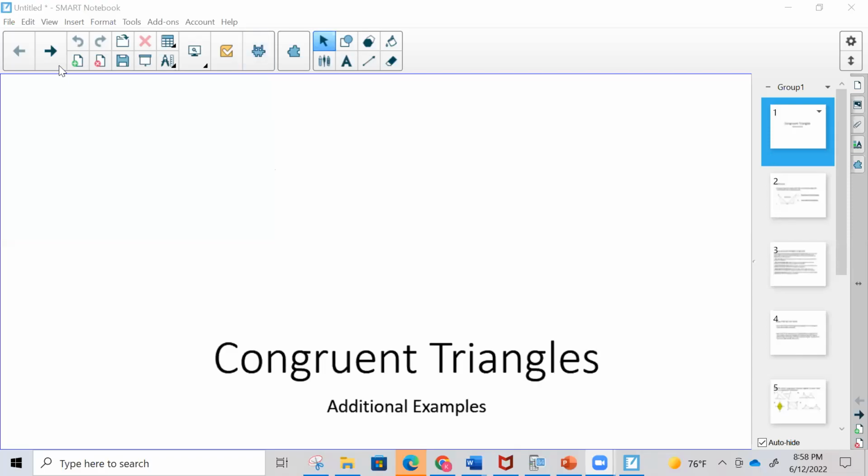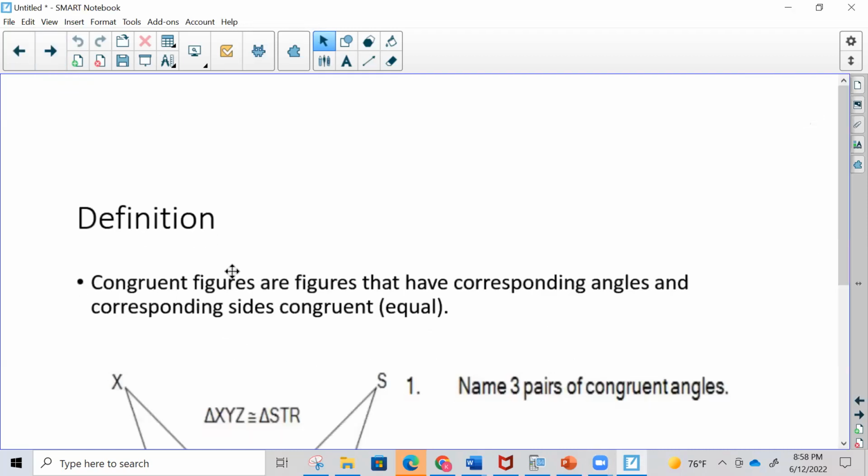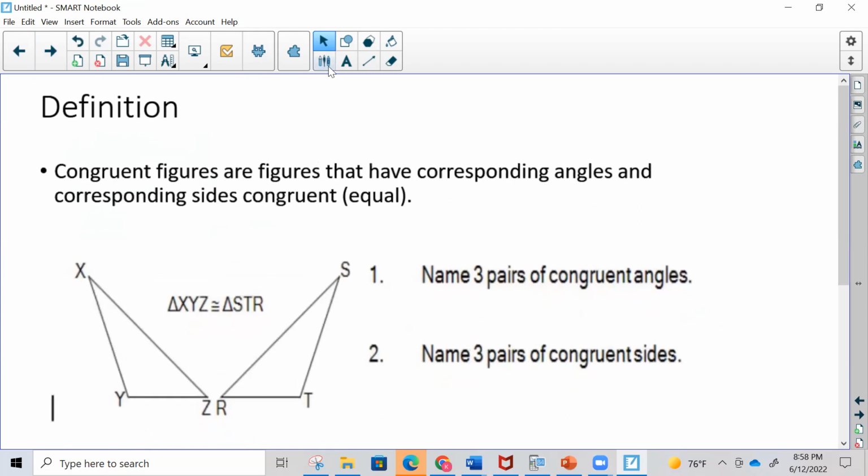Okay, so in this video, we're going to look at congruent triangles. I'm going to define it and then do a bunch of examples. Okay, so first thing, congruent triangles are figures that have corresponding angles and corresponding sides congruent. So they are the same shape and the same size.